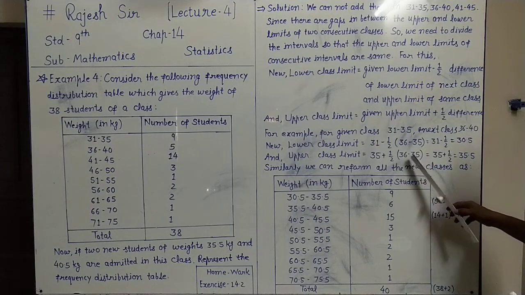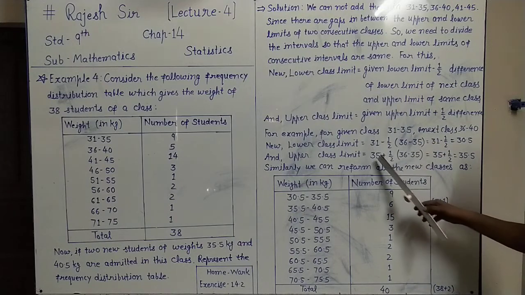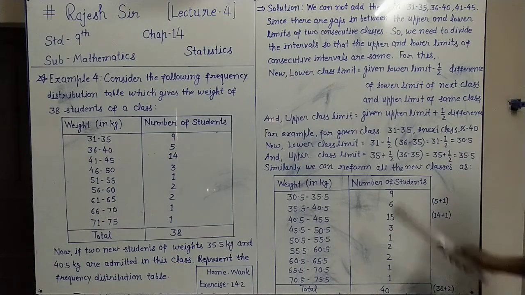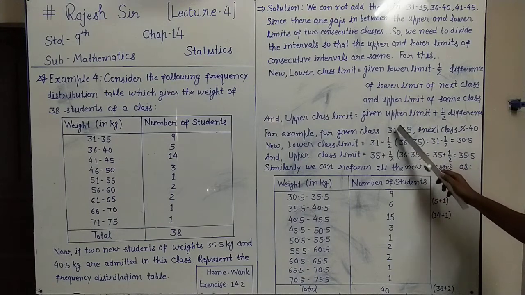So it is again 36 minus 35 is 1. 1 into 1 by 2 is 1 by 2 only. So 35 plus 1 by 2 is 0.5. So 35 plus 0.5 is 35.5.